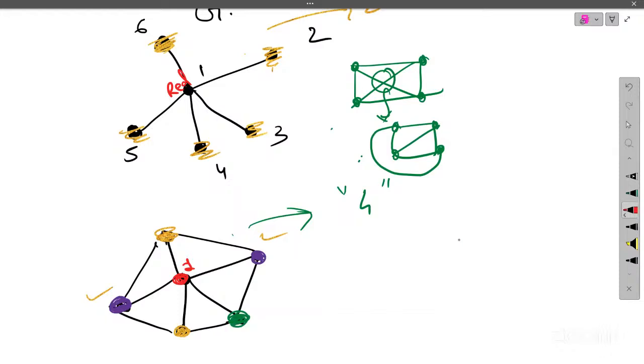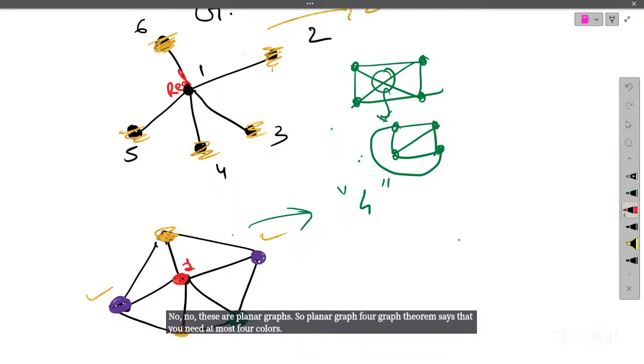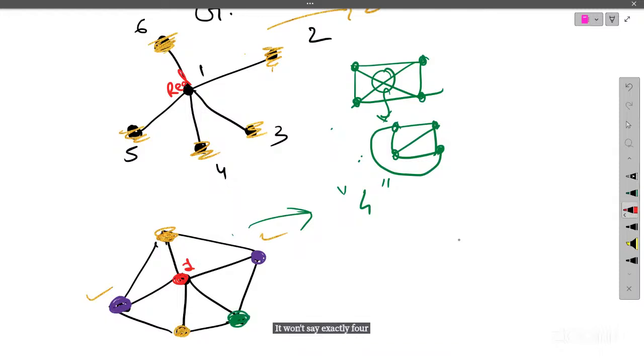Ma'am, but these are not planar graphs, right, ma'am? You just write minimum of 2. No, these are planar graphs. The planar graph four color theorem says that you need at most 4 colors. It won't say exactly 4 colors. It says at most 4 colors.